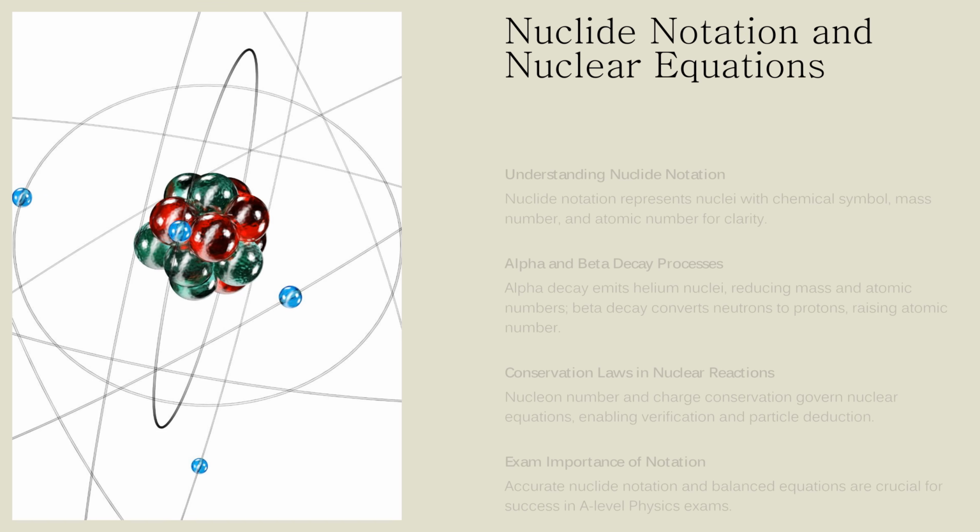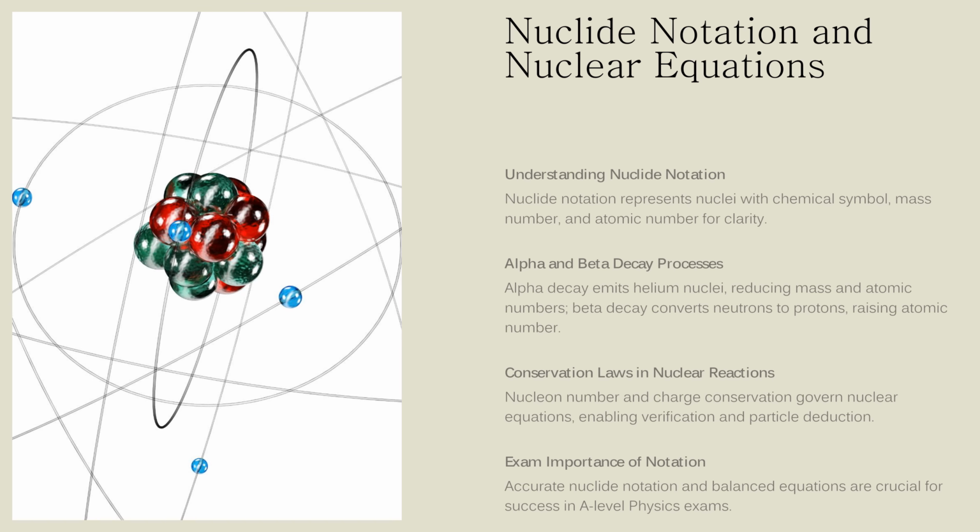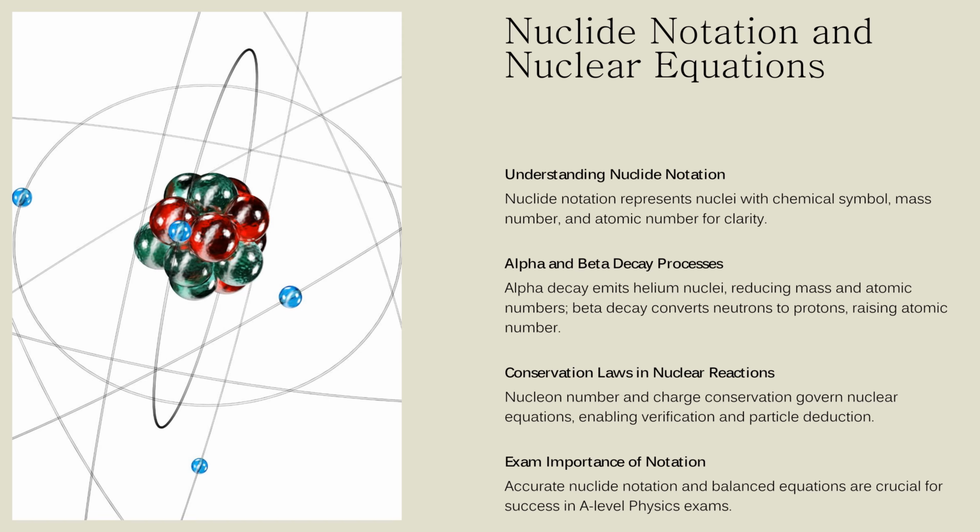Nuclide notation provides a concise and information-rich way of representing atomic nuclei. A nuclide is written in the form A over Z X, where X is the chemical symbol, A is the mass number, and Z is the atomic number. From this notation, the number of neutrons, N, can be calculated using N equals A minus Z.